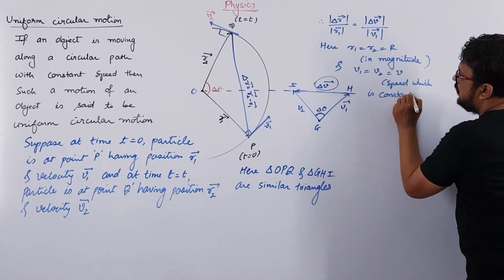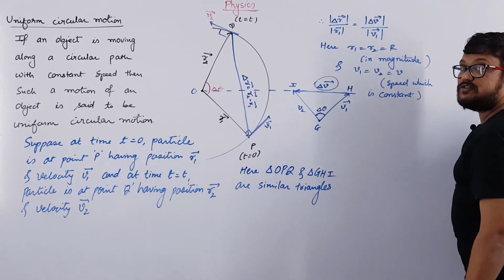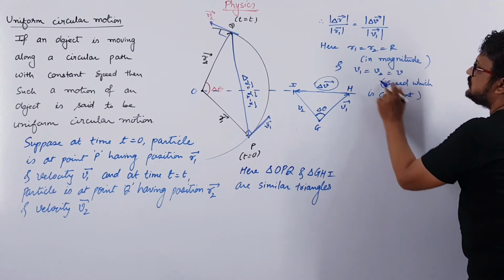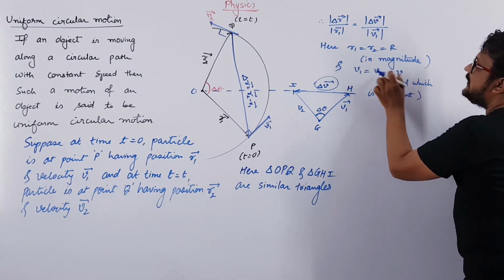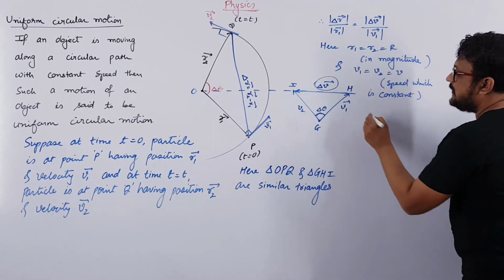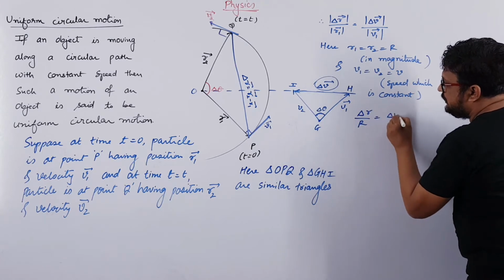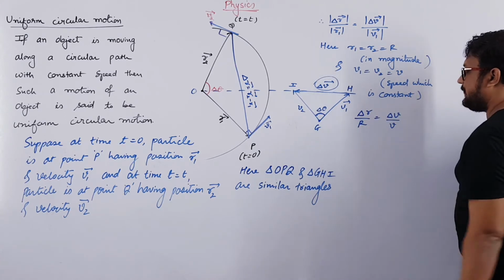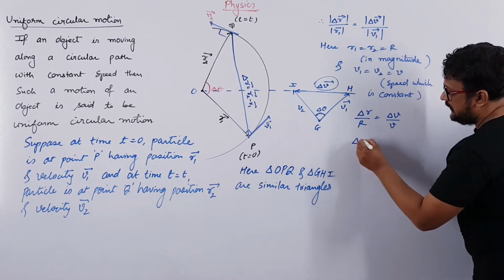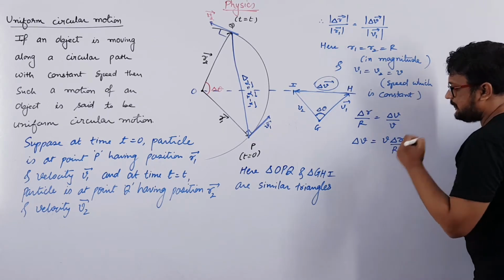Look, speed of a particle along a circular path is always constant. That is why it is known as uniform circular motion, right? So speed is constant. So V1 equal to V2 equal to V. So let us put R1 equal to R and V1 equal to V. So we'll get delta R over R will be equal to delta V over V. Right. So if you rearrange this term, delta V will be equal to V delta R by R.